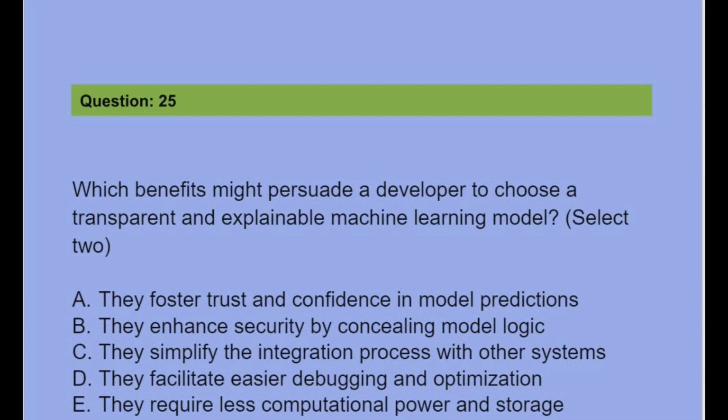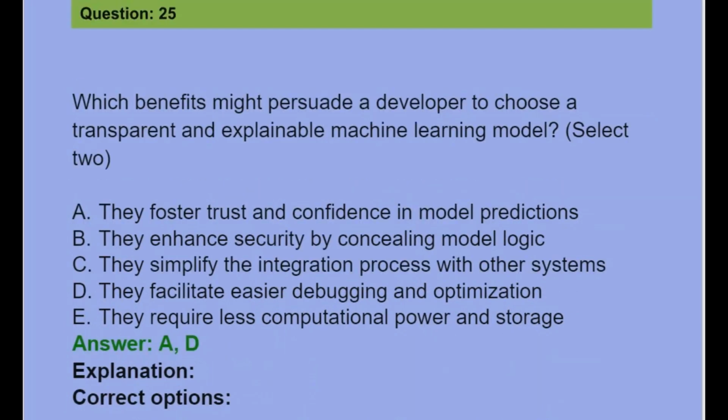Question is, which benefits might persuade a developer to choose a transparent and explainable machine learning model? Select two options. Option A, they foster trust and confidence in model predictions. Option B, they enhance security by concealing model logic. Option C, they simplify the integration process with other systems. Option D, they facilitate easier debugging and optimization. Option E, they require less computational power and storage. Correct answer is option A and option D.